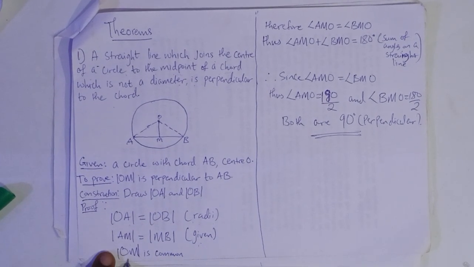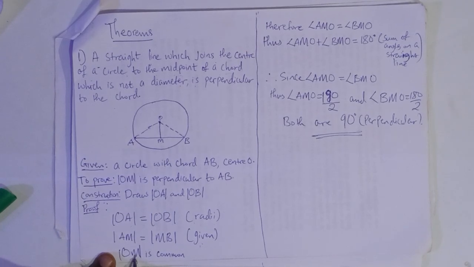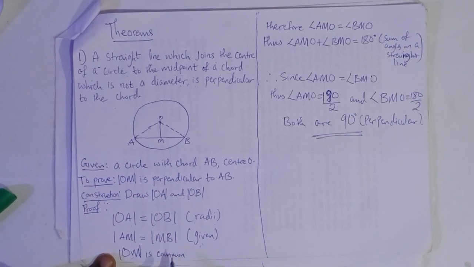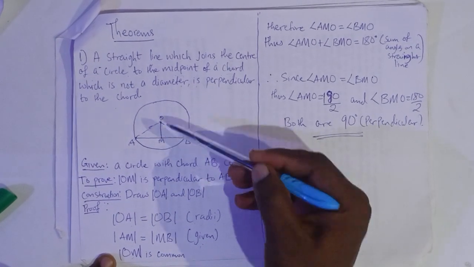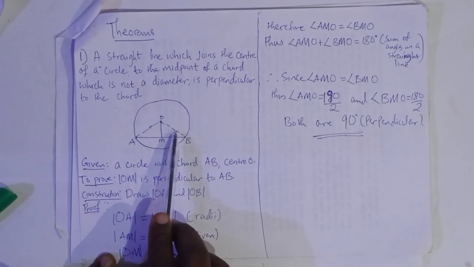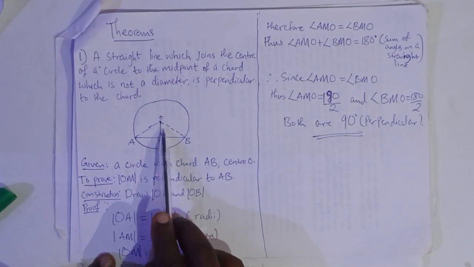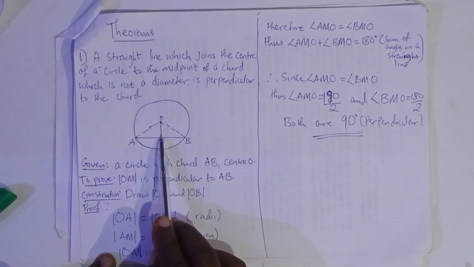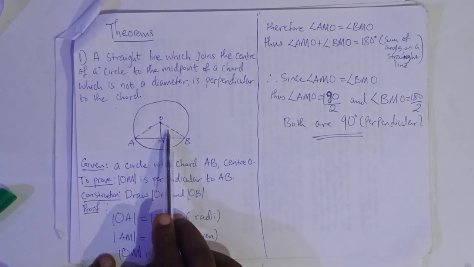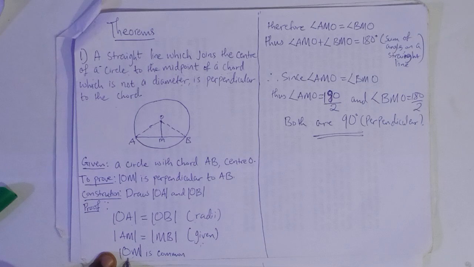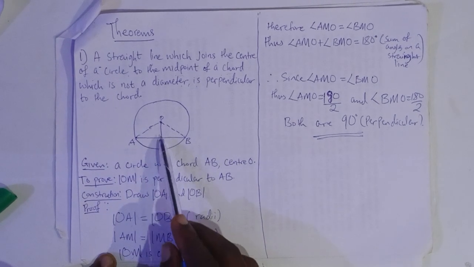Now let's come to the third step. It says line OM is common. What does that mean? This is line OM. This is a triangle on its own, and this is a triangle on its own. Both of these triangles are sharing this same line. That's why we say it is common. They are sharing the same line. Now, what is the importance of identifying that line OM is common?